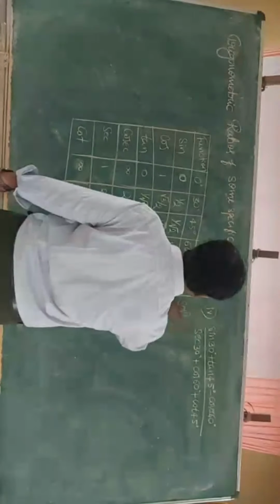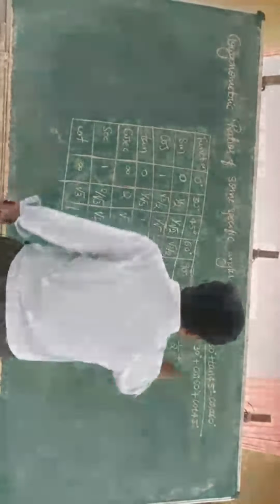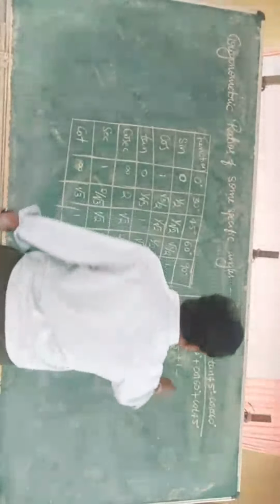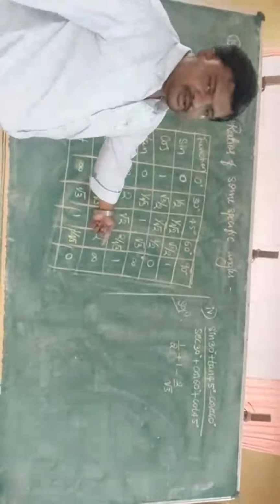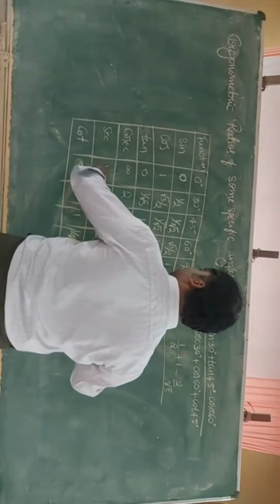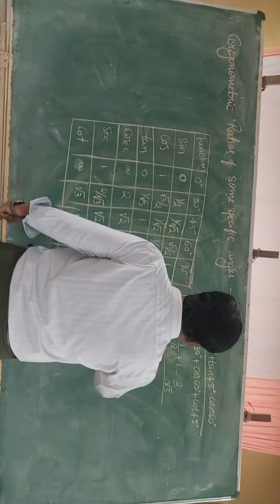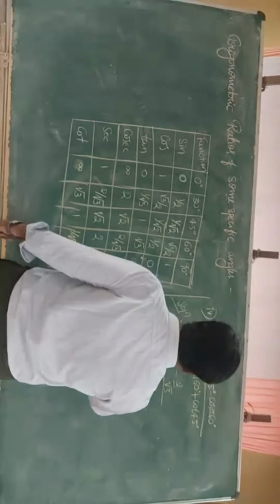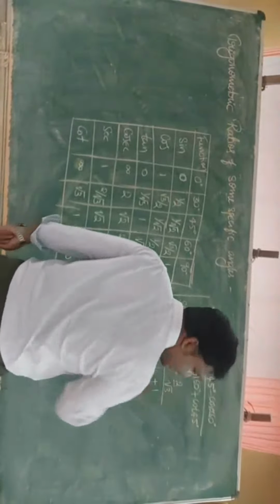Solution: sin 30 degree. What is the value of sin 30? 1 upon 2. Tan 45 is 1. Cosec 60 is 2 upon root 3. Sin 60 is root 3 upon 2, so cosec is 2 upon root 3. Whole divided by sec 30, same 2 upon root 3. Cosec 60 and sec 30 are same, 2 upon root 3, plus cos 60 is 1 upon 2, plus cot 45 is 1. Am I right? Yes. Now you can take LCM in numerator and denominator.